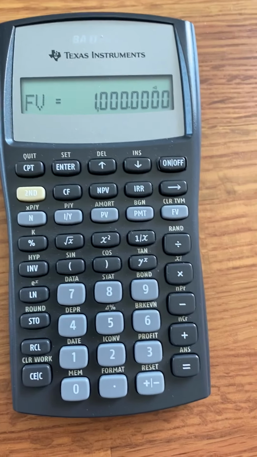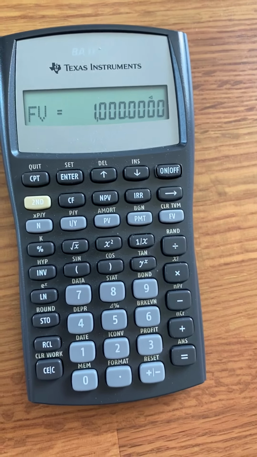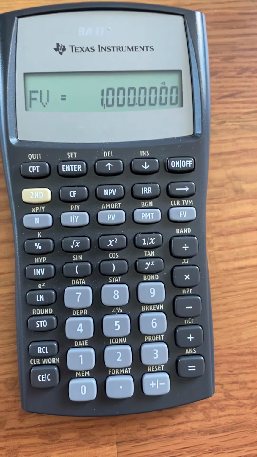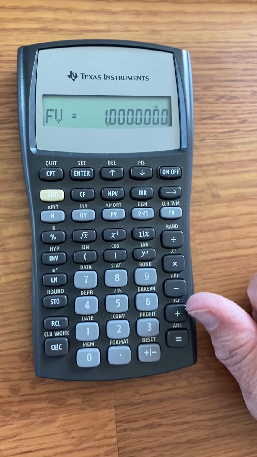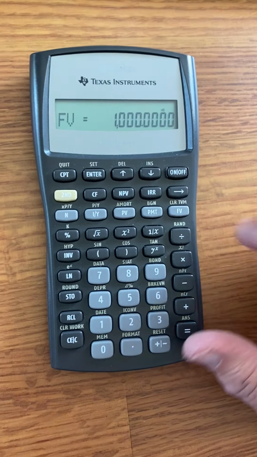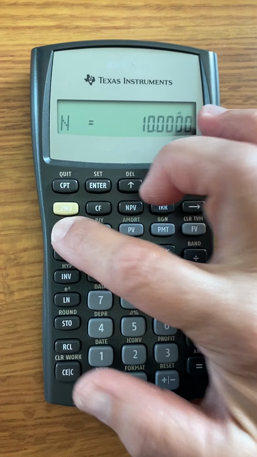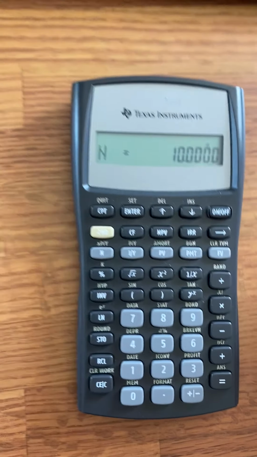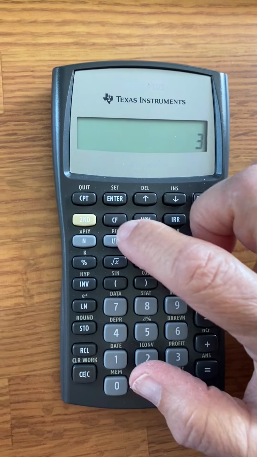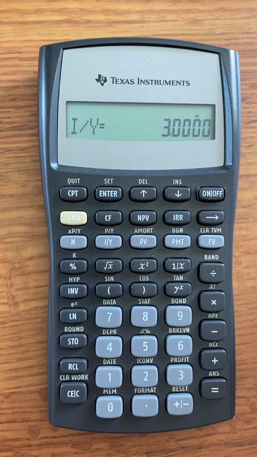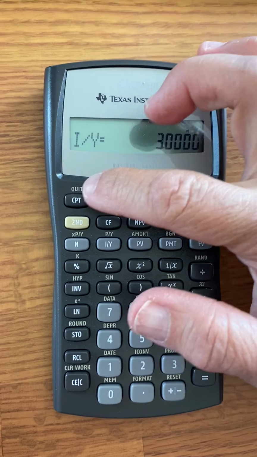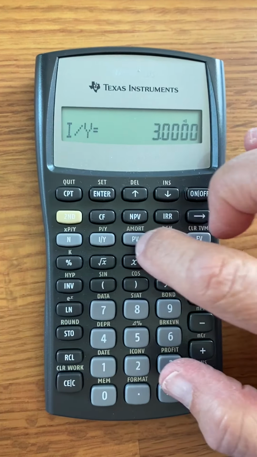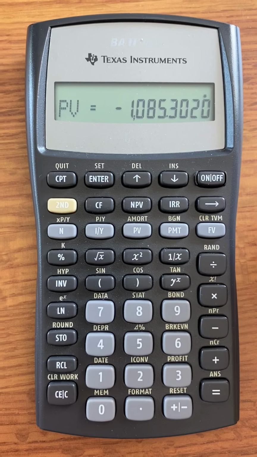We know 1,000 is our future value. Keep in mind here that the future value and the payment need to have the same sign, and your present value will have a different sign. So we've got 2 of our 4 inputs put in there. We know it's a 10-year bond, so we put in 10 and hit N. And we know it's a 3% required rate of return for a bond like this. Now all you have to do is hit compute, PV. And there you go. That's your price.